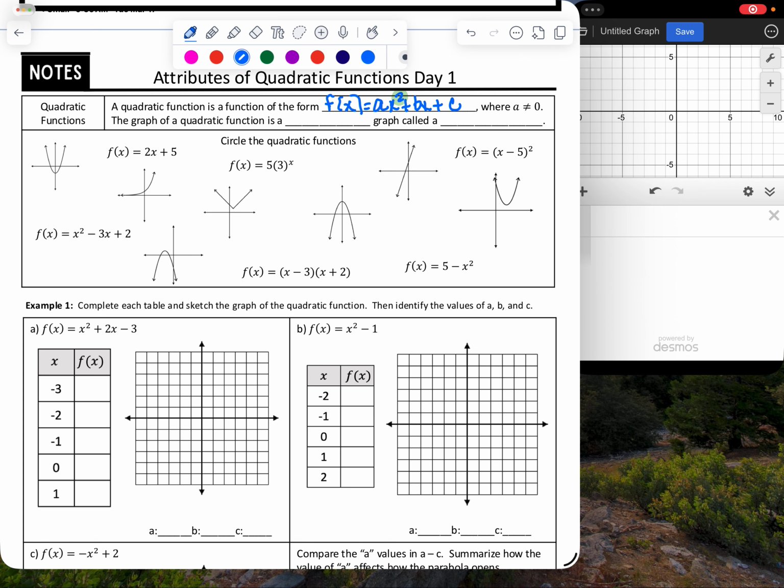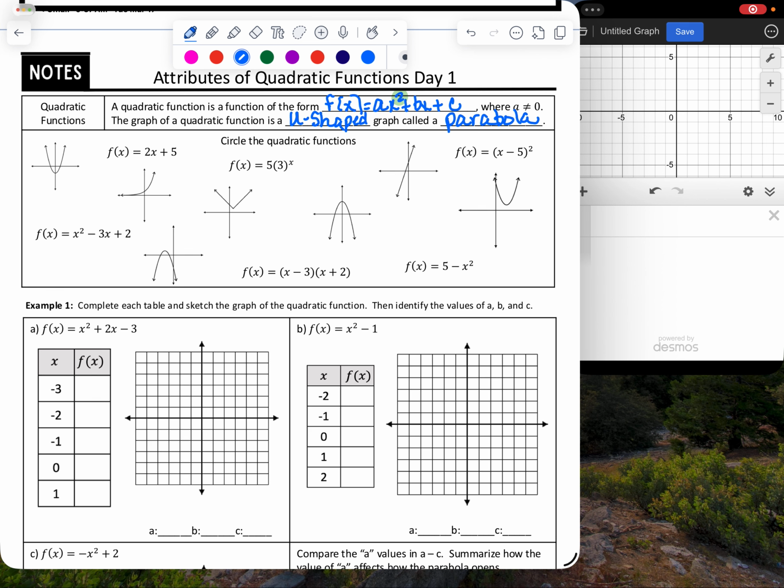Now, the graph of a quadratic function is a U-shaped graph called a parabola. So in this example, in the box below the definition, it says circle the quadratic functions. Now, I'd like you to start with the graphs first. So pause the video and circle all of the graphs shown below that you think might be a quadratic function.